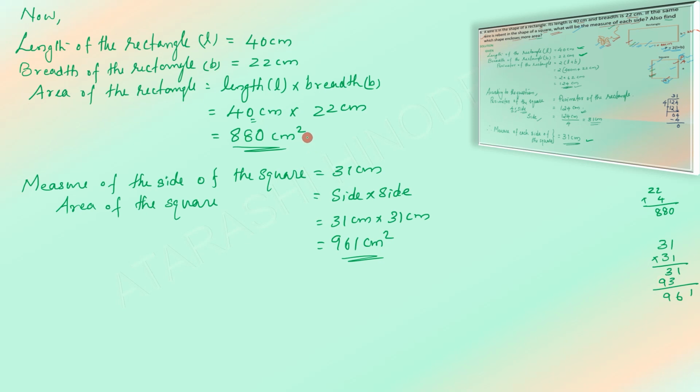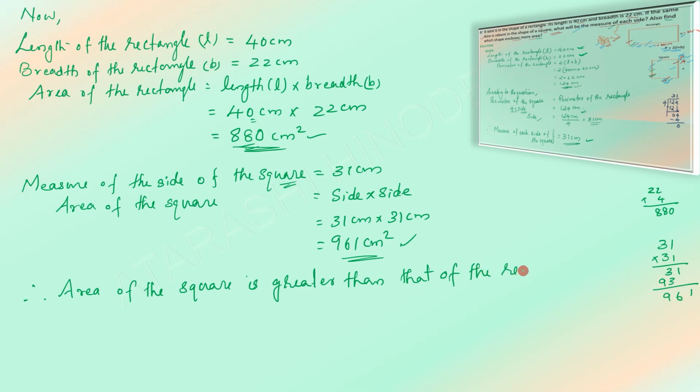Now we got both the areas. When we compare these areas, here you can see 961 is greater than 880. That means area of the square is greater than that of the rectangle. Therefore we can write, area of the square is greater than that of the rectangle.